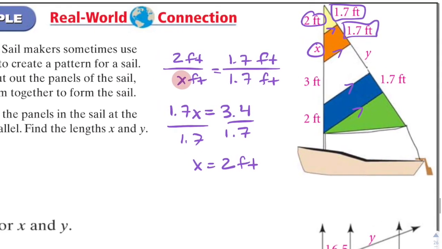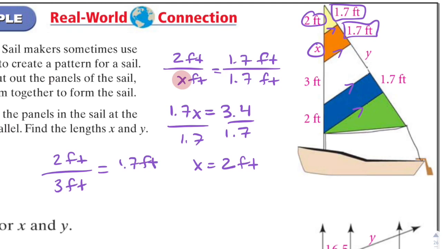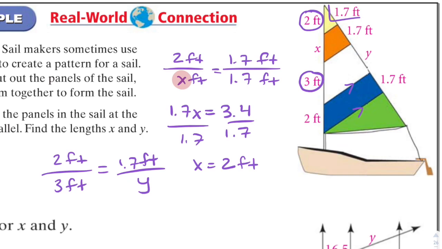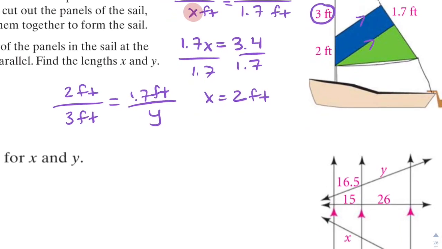We're going to do the same thing for y, but we are going to instead do 2 feet is to 3 feet as 1.7 feet is to y. And here I'll show you where I got this from. I set 2 is to 3 as 1.7 is to y. I can use any part of that I want to. Find our cross products and solve.